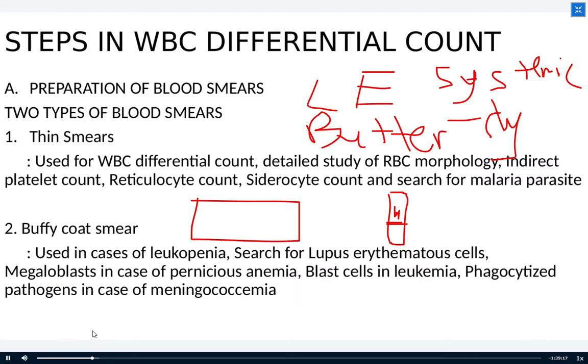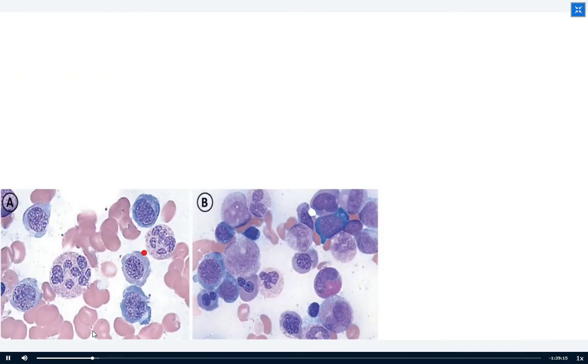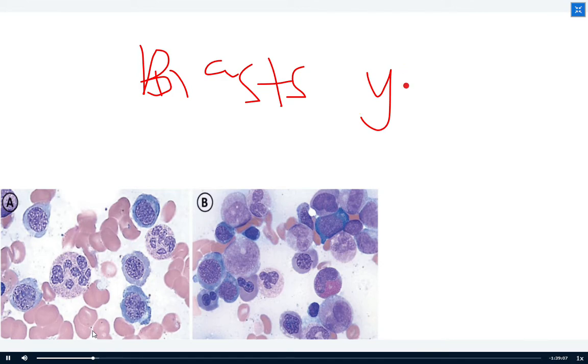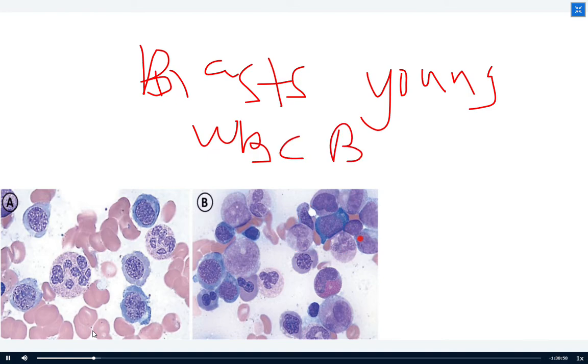So when a patient has pernicious anemia, you would be able to see blasts. Blasts, class, are young WBCs. These are young WBCs. They are very big. These are your blasts, class. And they are often seen in your buffy coat.